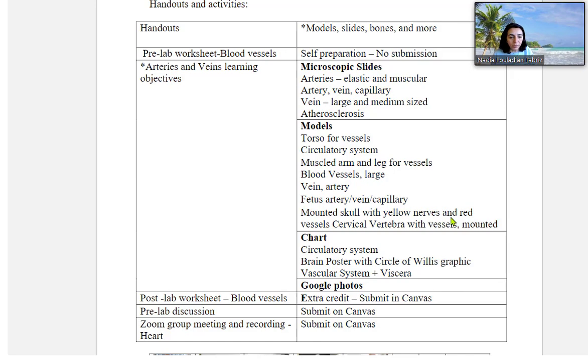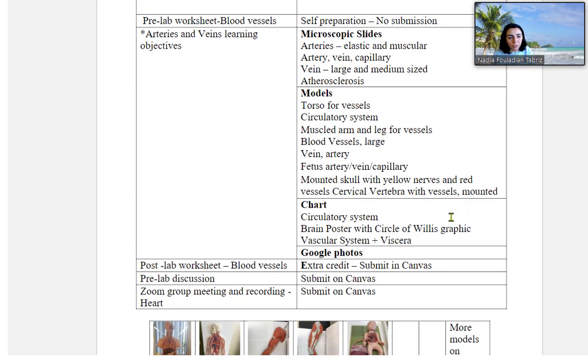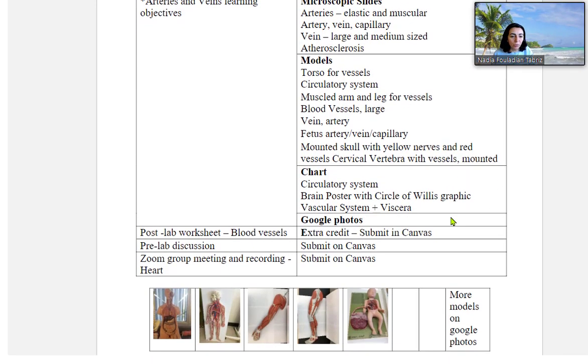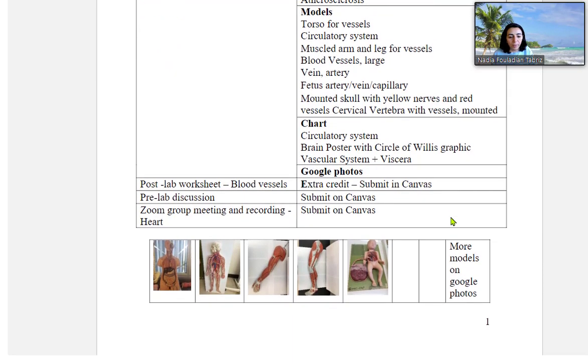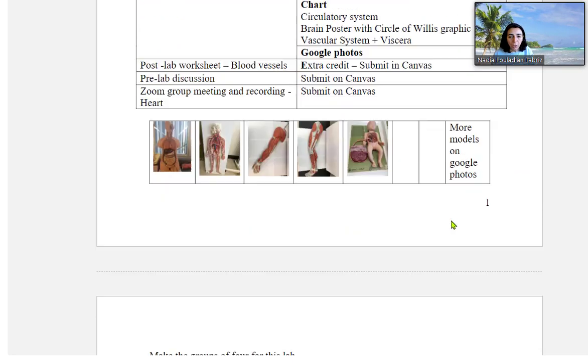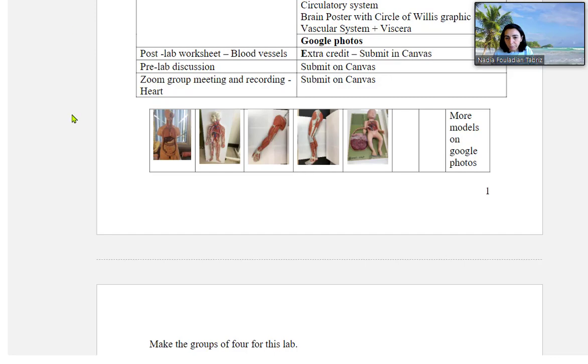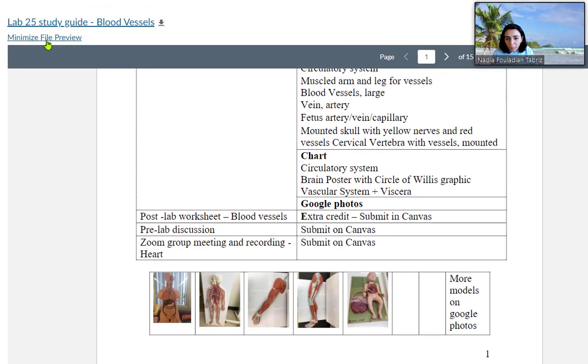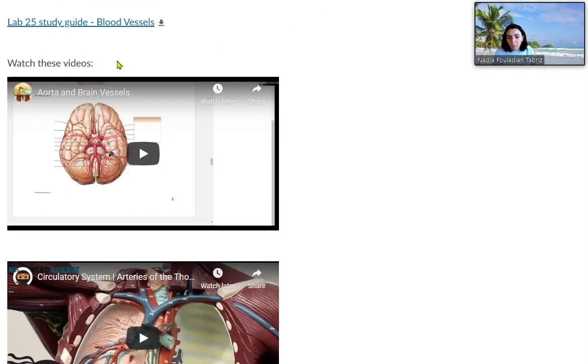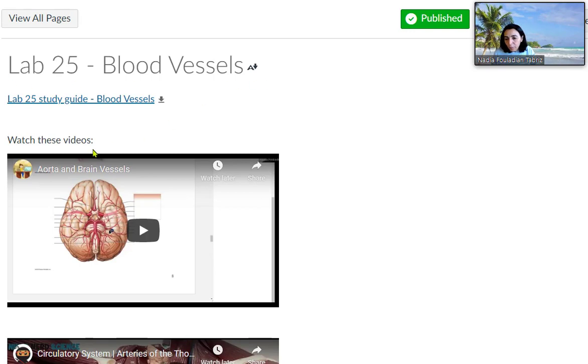I believe that these are at least a little bit easier than the muscles and all those things, because each one has its own unique location and shape. Right? So that was regarding lab 25 for blood vessels.